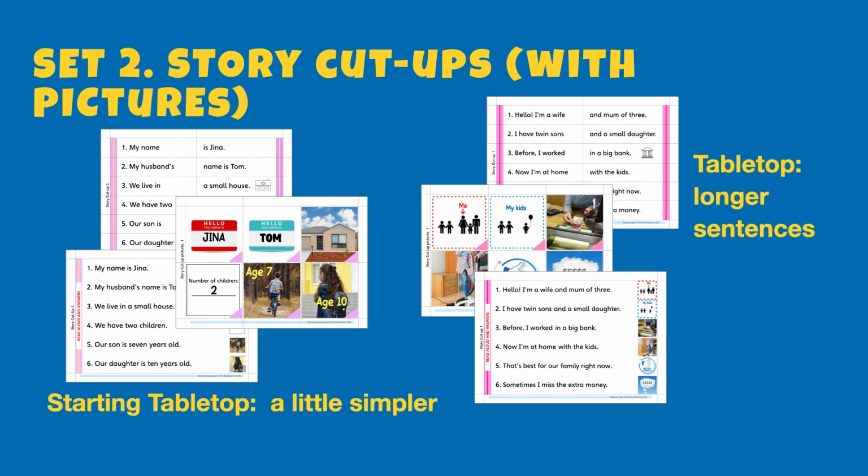Set 2 are story cut-ups, where learners have to match the sentence halves. These started life as just text, but teachers suggested adding pictures to cut up and match, so the pictures are a little bit retrofitted. The coloured bands at the side of each page are different for each story, so the cut-up cards don't get mixed up. And again, you can see that Starting Tabletop is just a little simpler.